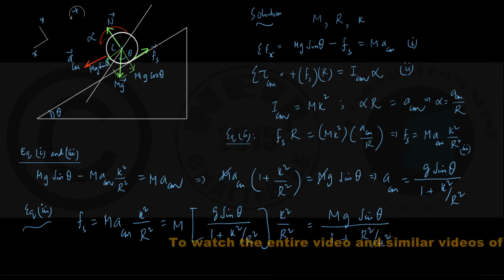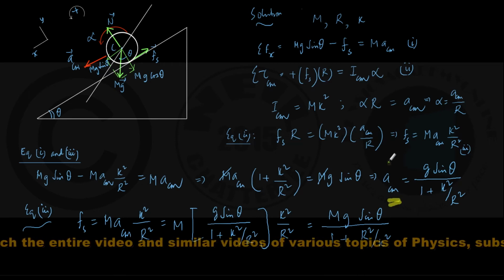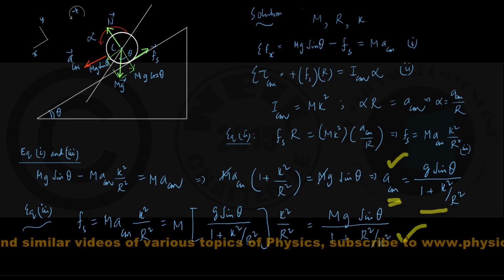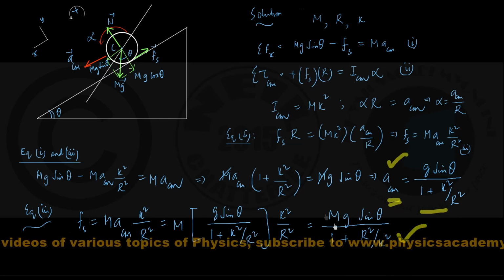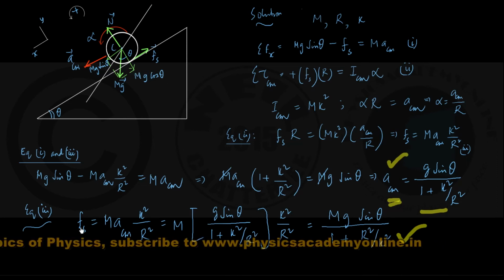So here are the two answers of the first part of the question: acceleration of center of mass of the body and the frictional force acting on the body. Remember, this is static frictional force, but not necessarily the force of limiting friction. So you can't write Fs is equal to mu s into N.